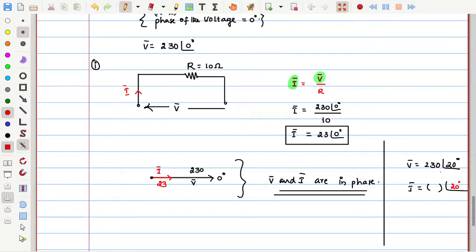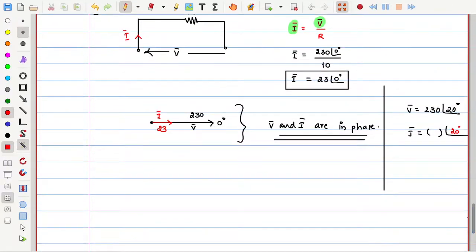Yes, sir. In phase means not only that both have the same angle; you can also see it from another perspective, that the angle between voltage and current is always 0. So if the voltage angle is 0, the current angle is also 0. If the voltage angle is 20, the current angle is also 20. So that you need to understand. Clear? So now let us see the other elements.